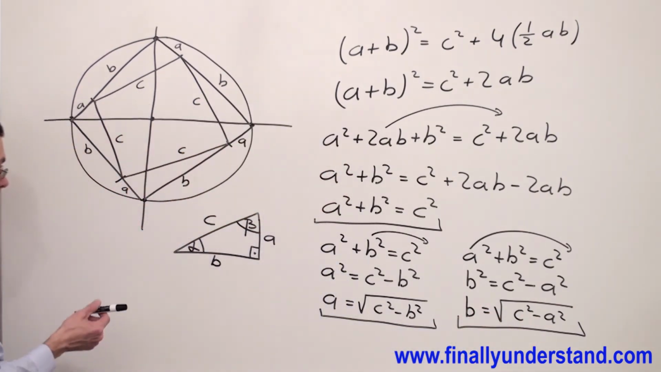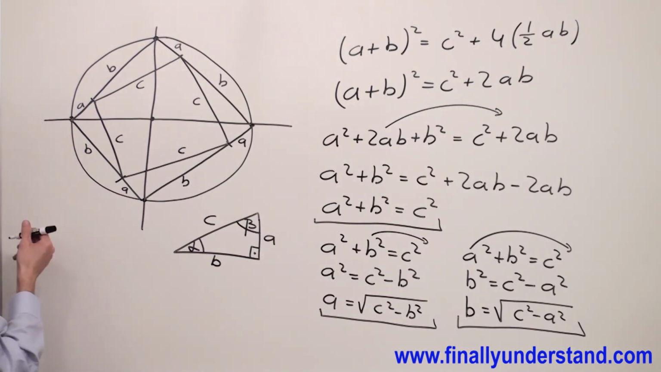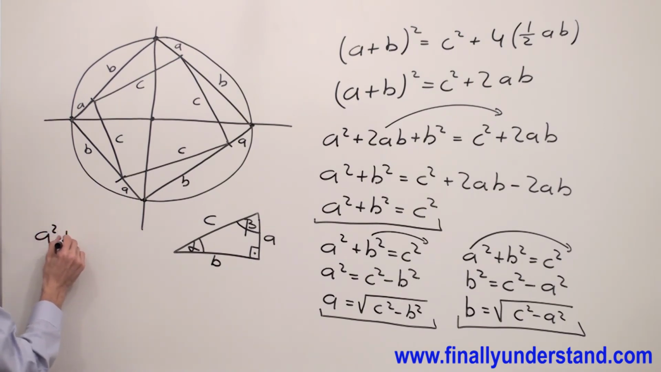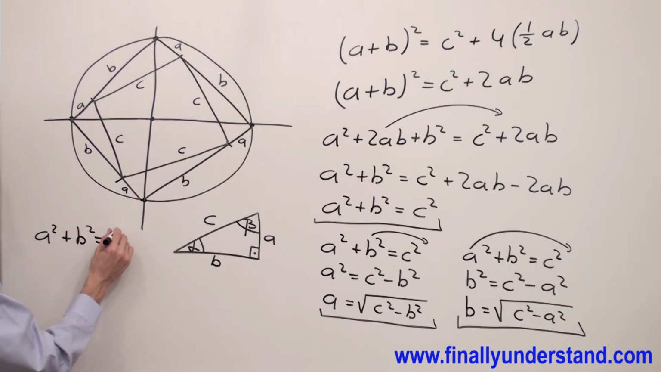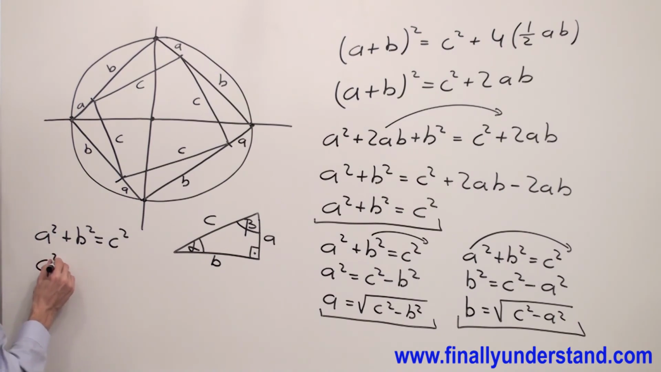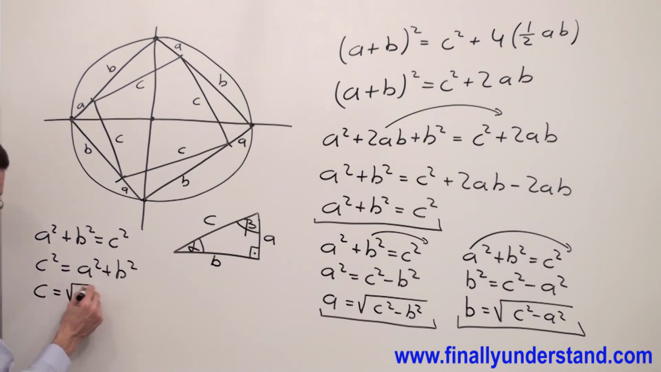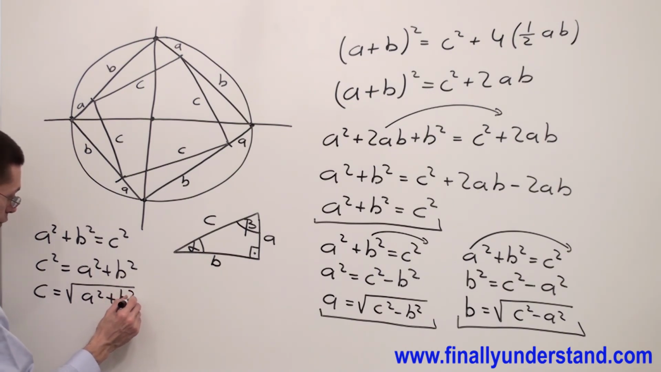Now, if you want to find side C, the hypotenuse, I have A squared plus B squared equals C squared. I can rewrite this as C squared equals A squared plus B squared. In order to find C, I'm supposed to simply take the square root of both sides of the equation, and I'm going to have C equals the square root of A squared plus B squared.